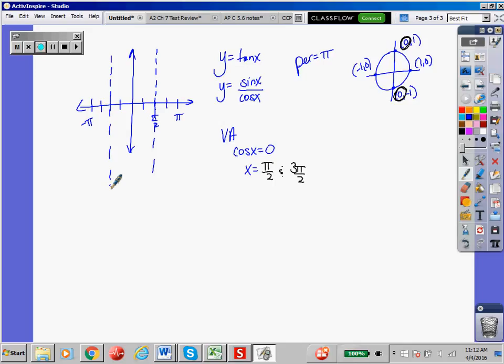Okay, so now we need some points. Well, let's think about what's the tangent of 0. Well, tangent 0, I don't know what that is, but I can sure figure it out. The tangent of 0 is equal to sine 0 over cosine 0. Okay, well at 0, sine is 0 and cosine is 1. So that's 0.